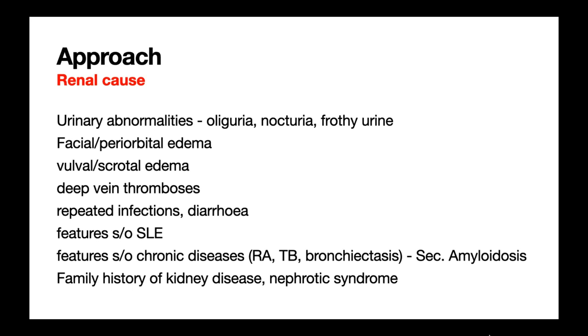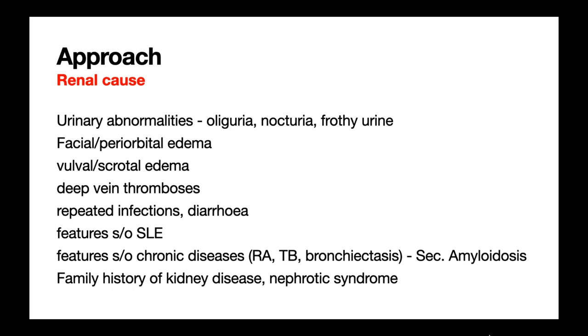So diarrhea happens. Then if there are any features of SLE, because SLE can very easily cause kidney involvement and nephrotic syndrome or a nephritic syndrome. Then secondary amyloidosis, we should never forget, because we have a lot of tuberculosis cases. We have destroyed lungs, which can present as bronchiectasis. We have a lot of rheumatoid arthritis cases. So if this kind of history you find in the background and the patient is coming with ascites, then always think of a secondary amyloidosis, the AA amyloidosis.